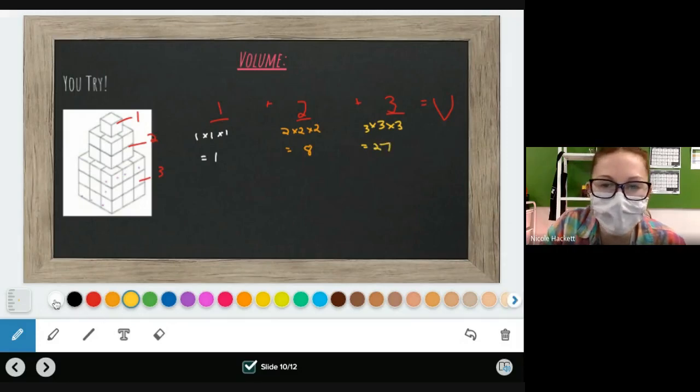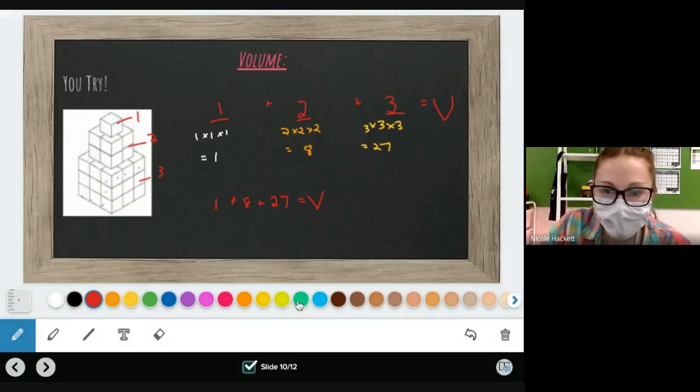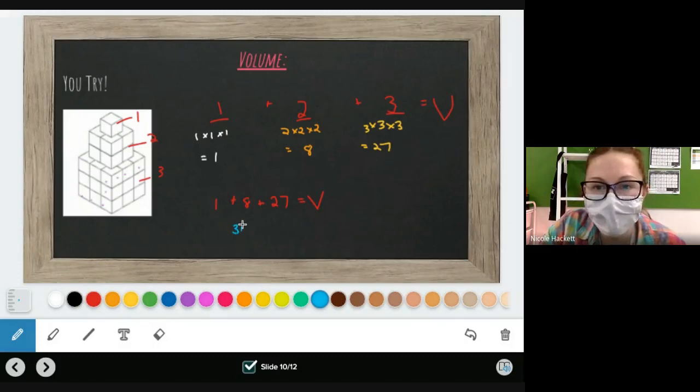So we need to add 1 plus 8 plus 27 to give us our total volume here. And when we do that, we get 36 cubic units, or units cubed. Units to the third power, any of that for our volume.